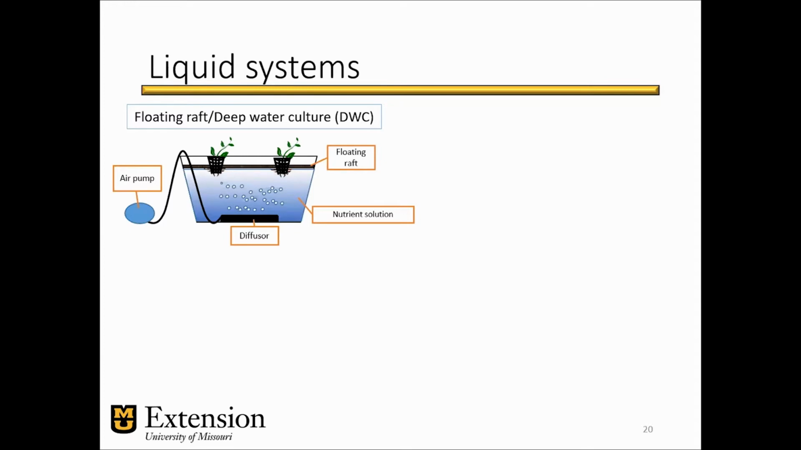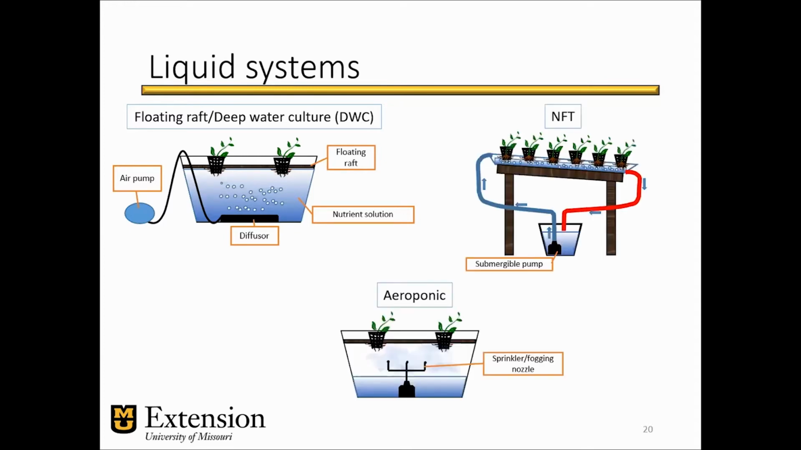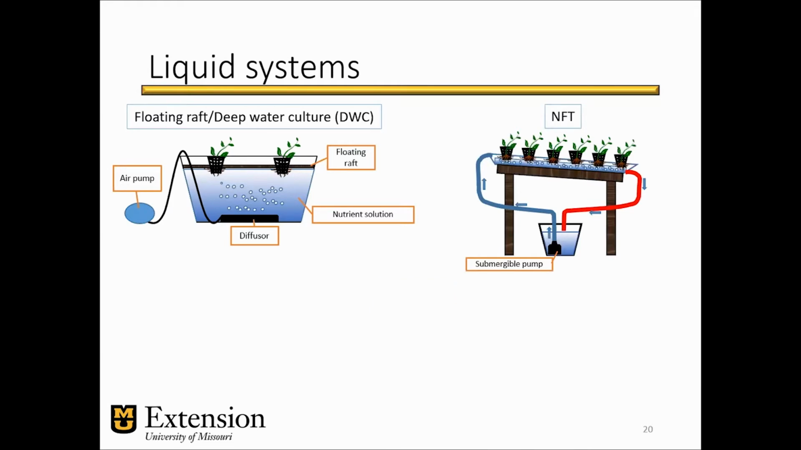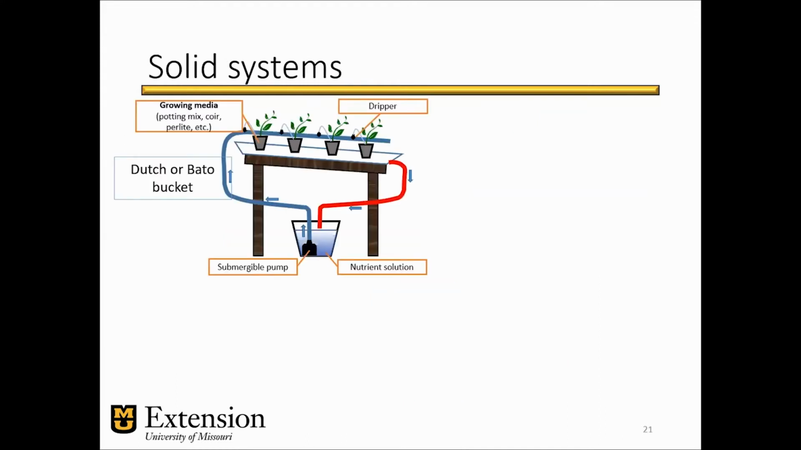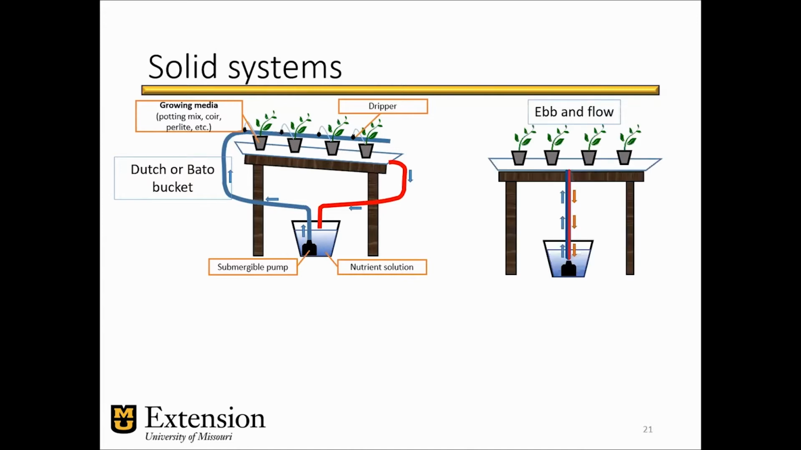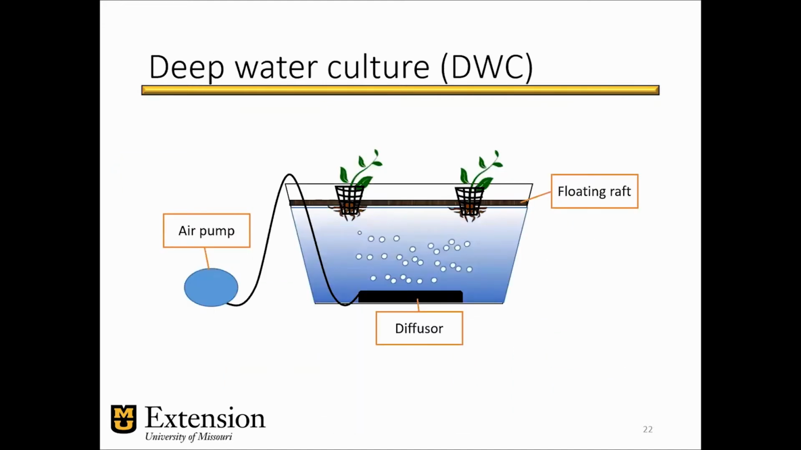You have the floating raft and the deep water culture. You have the NFT systems, which stands for nutrient film technique. You have aeroponic systems. And then we have the solid systems where you have Dutch or beta bucket. We have the ebb and flow systems. And we have the wick or mat systems. Let's start with deep water culture.